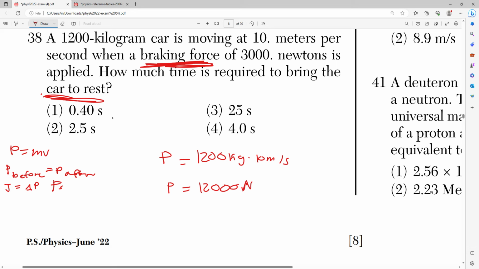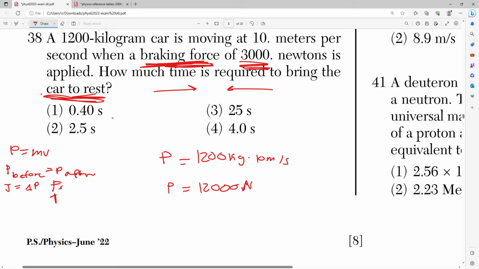Now I can use this formula, which is F times t. So impulse is equal to F times t. If I want to stop this, I'm going to have to put in a specific amount of impulse, or a specific amount of force to cancel this out. If I have 12,000 of momentum in one direction and I want to bring it to rest, I'm going to have to apply 3,000 newtons of force in the other direction over a specific amount of time.